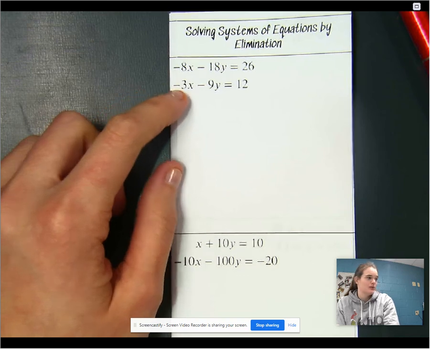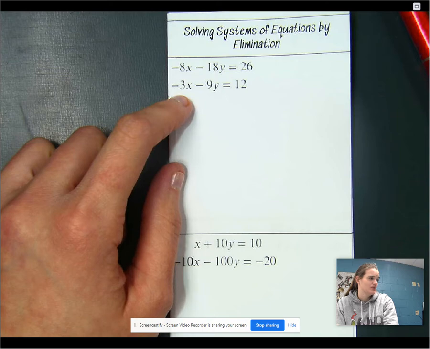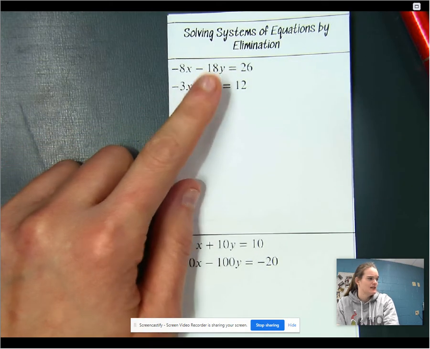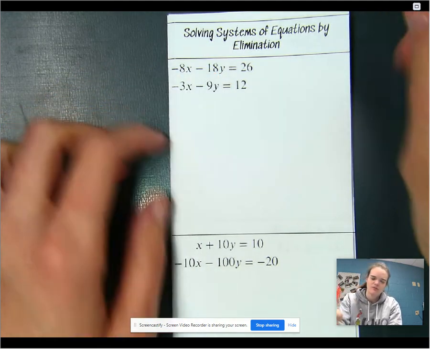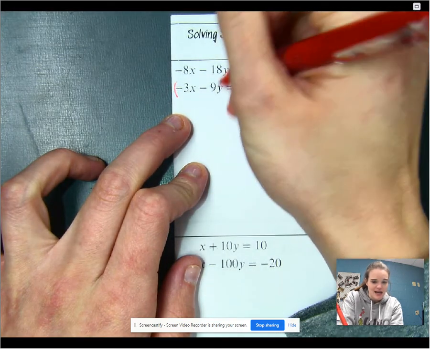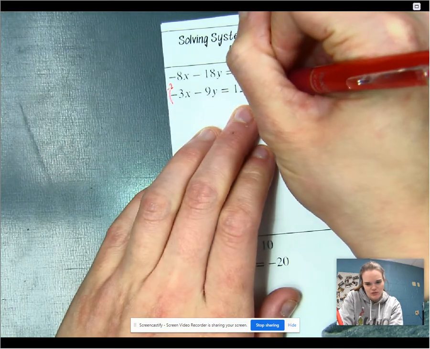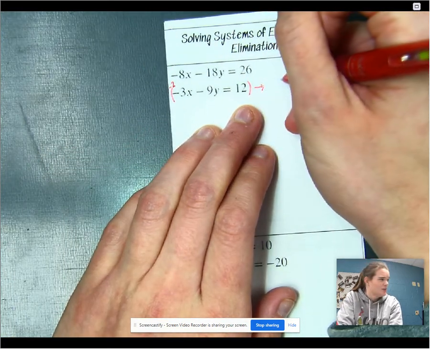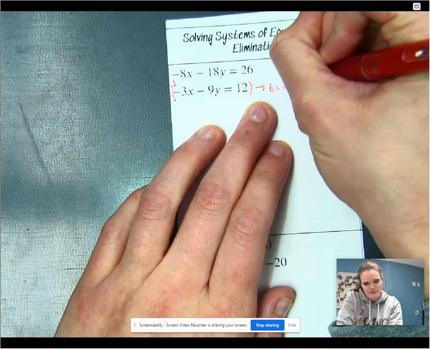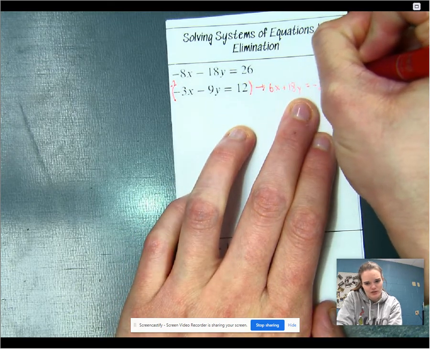I cannot multiply 3 by something to get an 8. I can't multiply 8 by something to get a 3. So let's look at the y's. Can I multiply 9 by something to get 18? Yes, so that's what I'm going to do. I'm going to multiply this bottom equation by a negative, because I need the signs to be opposite, 2. I'm going to write it right over here. That becomes 6x plus 18y equals negative 24.